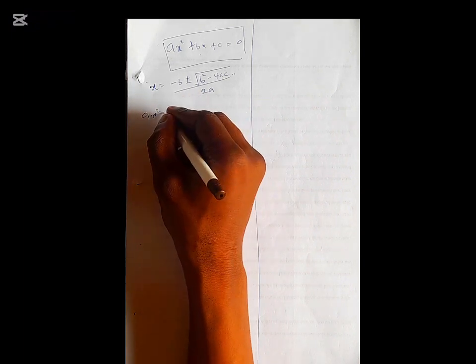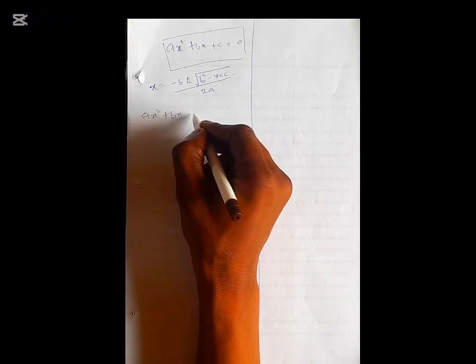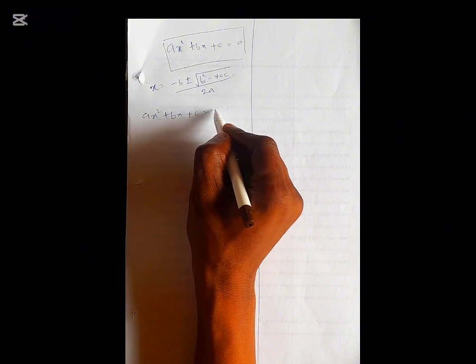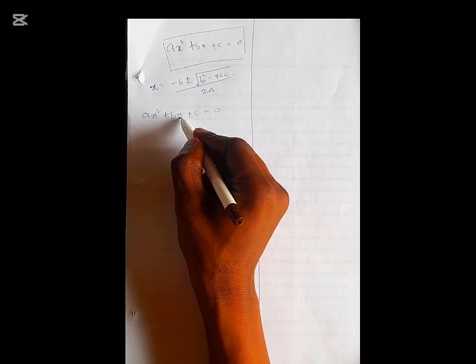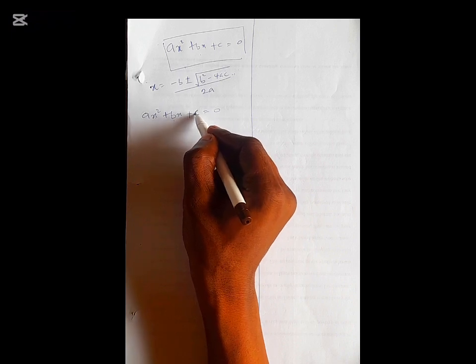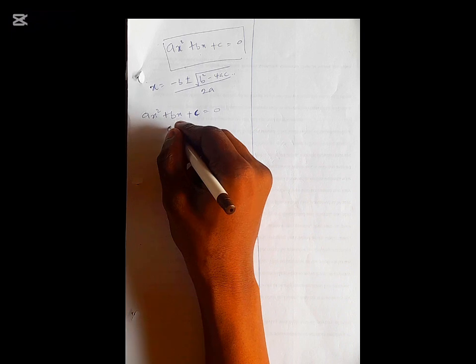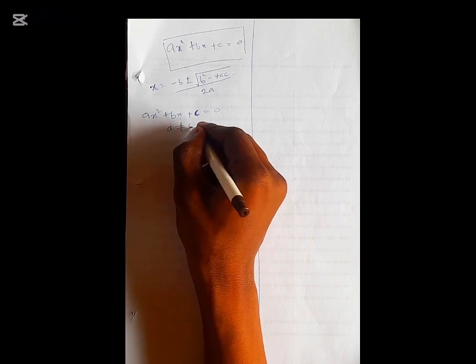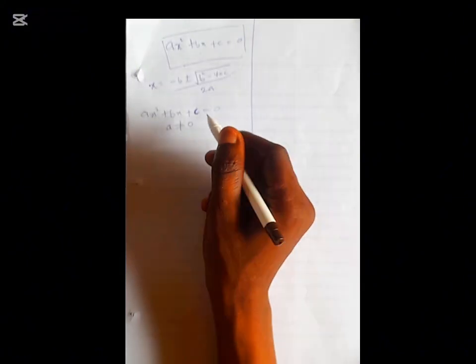The general quadratic equation is ax squared plus bx plus c equals 0, where a is the coefficient of x squared, b is the coefficient of x, and c is the constant, so it's just a number. And then we know that the rule is that a must not be equal to 0. A must not be equal to 0. So this is the definition of a quadratic equation.